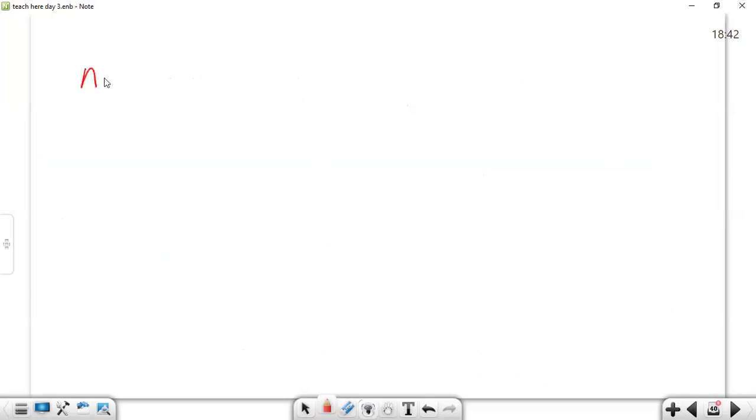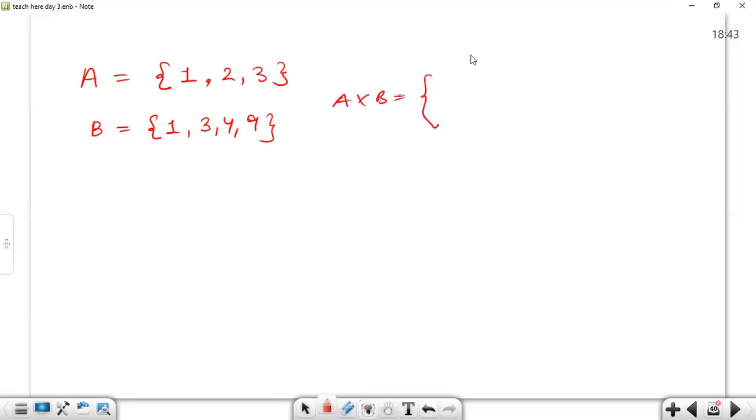So there is a set A of {1, 2, 3}, and set B of {1, 3, 4, 9}. Okay, let's see that. So this is the set. Now, what is A cross B? Please tell what is A cross B.